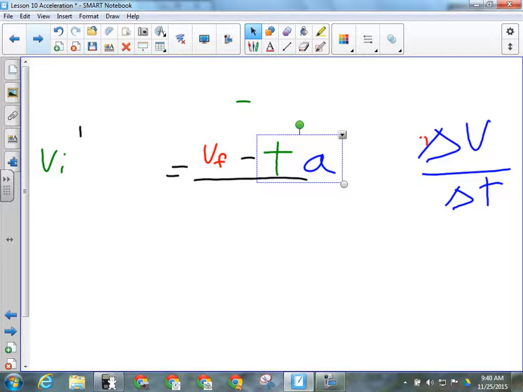All right, so vf minus t times a will give me vi. And that should make sense, right? This is the bigger of the two, likely, if I've got a positive acceleration. vf minus the change in velocity should give me what I started with, whereas the other way, I was taking what I started with and adding how much I changed by in order to get my final velocity. Making sense to everybody?